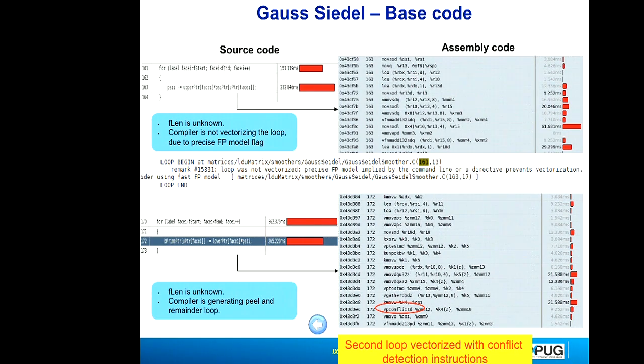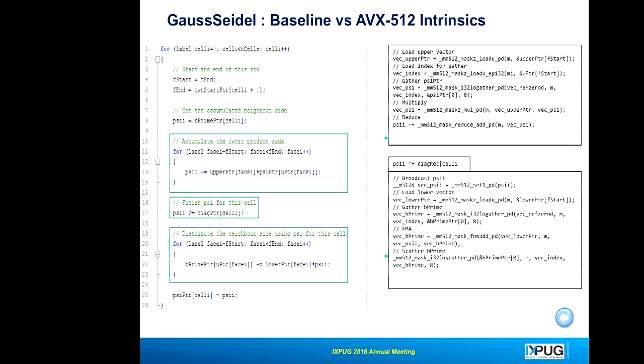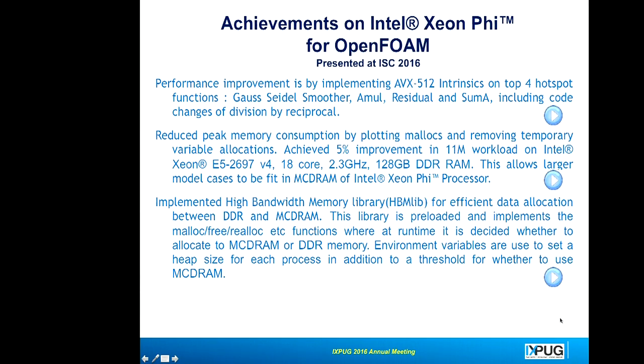We played around with this a lot, which I spoke about at ISC. This is the second loop, the peel and remainder loop. But you can see this is what we had to do at the end: we converted this entire code into intrinsics, and we got a 2x improvement in this loop, only in this Gauss Seidel. And then we took the same learning to other hotspots like AML, residual, and summary.